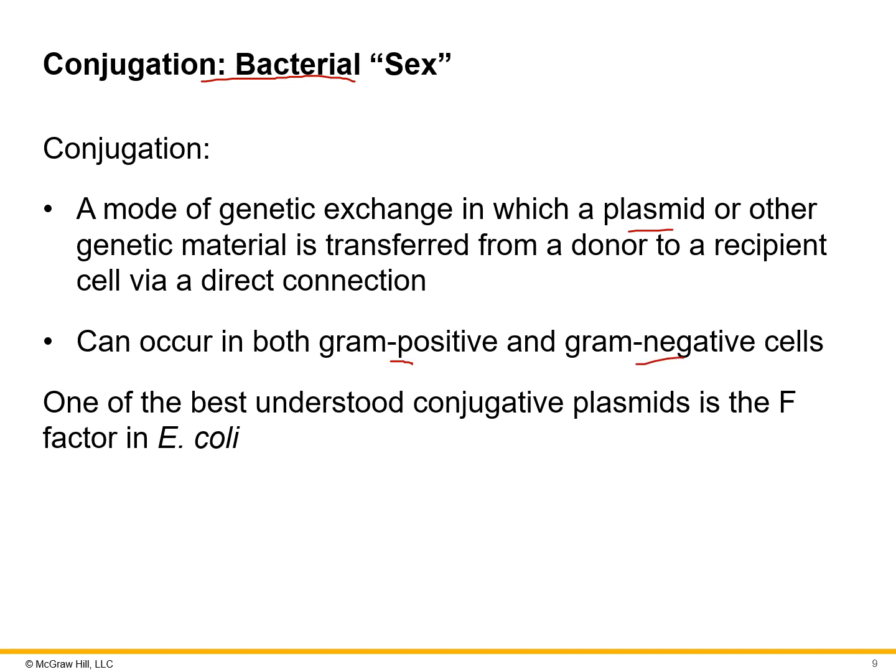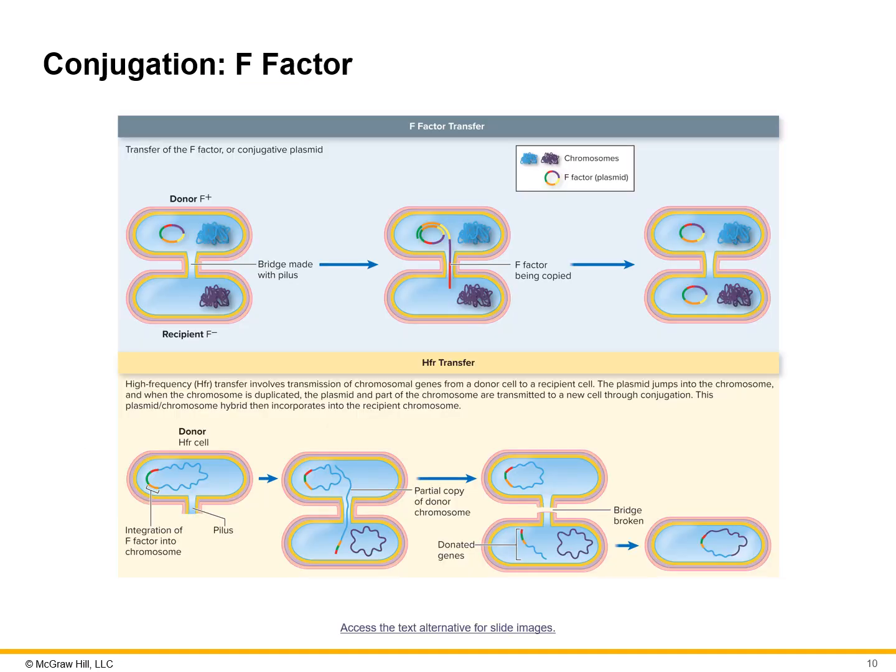Most of them have this F plasmid or an F factor in them, and the most understood is in E. coli for how that happens. This is just showing that. In this case, we have a plasmid here. It is an F+, so it has this fertility plasmid on it.